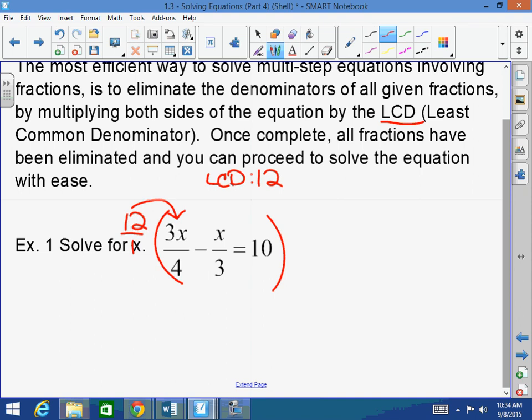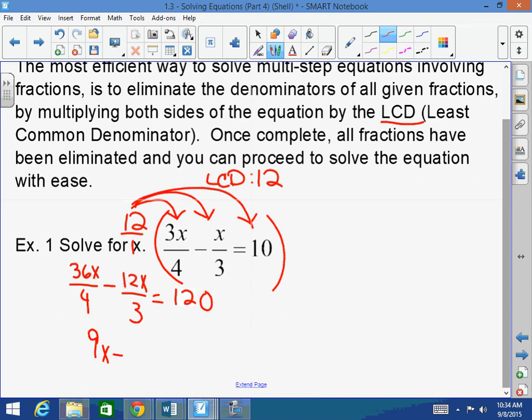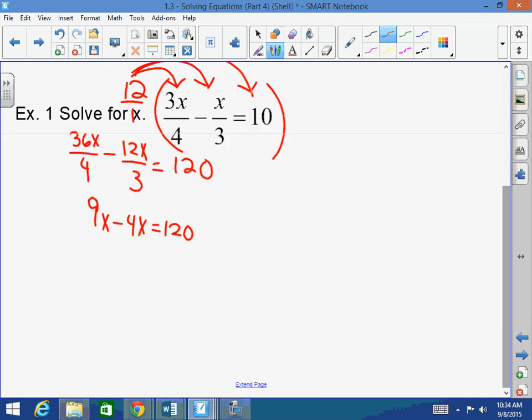12 times 3 is 36x over 4 minus 12 times x over 3 is 12x over 3 equals 12 times 10 is 120. Well, 36 divided by 4, we got 9x minus 12x divided by 3 is 4x equals 120. No more fractions. They're gone. 9x minus 4x is 5x, which equals 120. Now I divide 5 to both sides to undo multiplication, and x will equal 24.